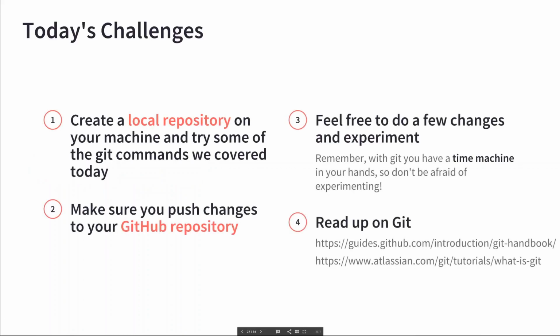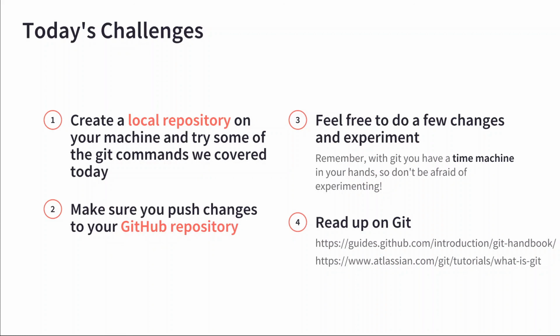Okay, I hope that was a useful demo of what you can do. And with that, let's go into our challenges. So today's challenges, I want you effectively to replicate what you saw in the video to a point. But I want you to be more free with what you do. So basically make sure you create a local repository in your machine. Try some of the Git commands that you saw in the video. Make sure that you then push changes to your GitHub repository and you know how to now tie up your local and your remote repositories through what you saw in the video.